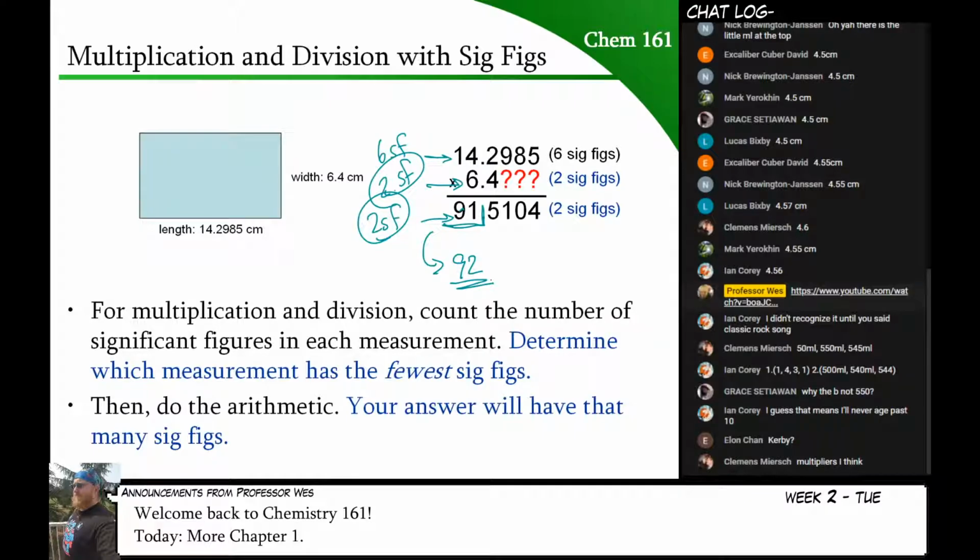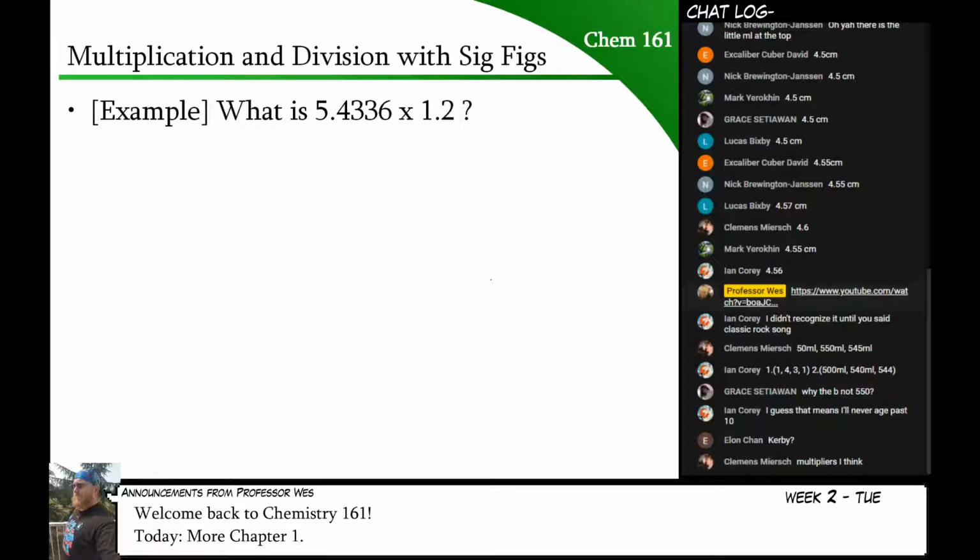All right, so that's how we do multiplication and division. Division is exactly the same as this. You're just going to count the number of sig figs. So this problem, I can literally just type in on the calculator 5.4336 times 1.2, and this is the number that it spits out. But how many sig figs should I keep for my answer? Well, if this one has 5 sig figs, and this one has 2, then I should only keep 2. So I would expect that the answer should be 6.5.